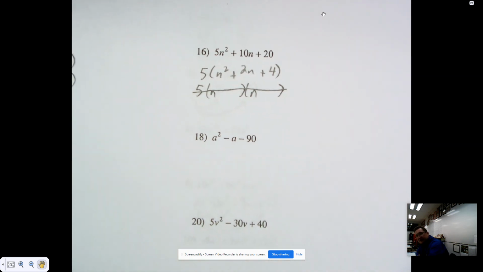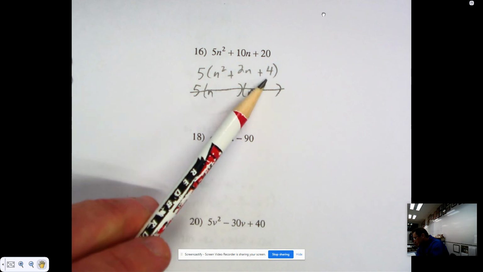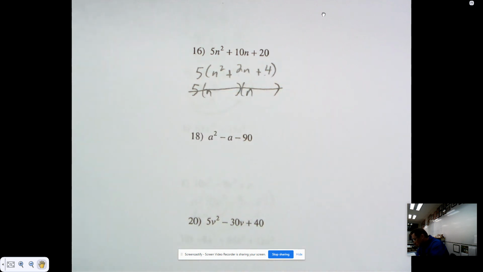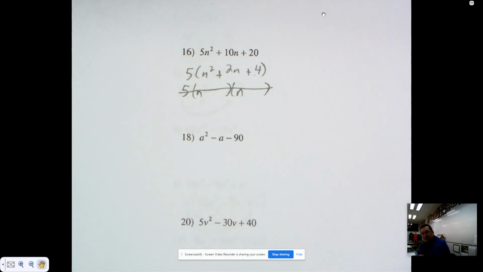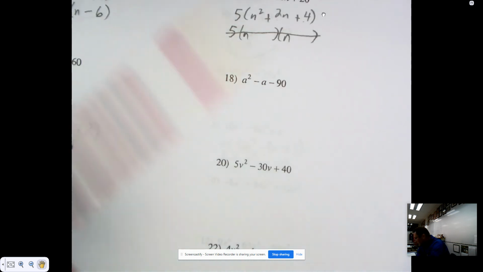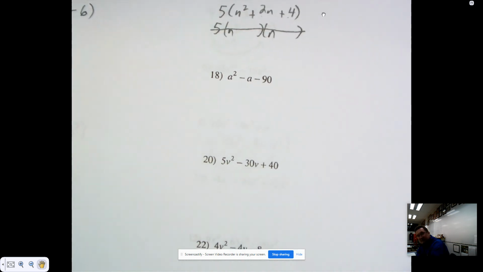Again, we could not think of two numbers that multiplied to 4 and added to 2. And so sometimes things don't necessarily factor, just as is true with numbers. Some numbers are prime and they don't really factor. All right, let's try another one.